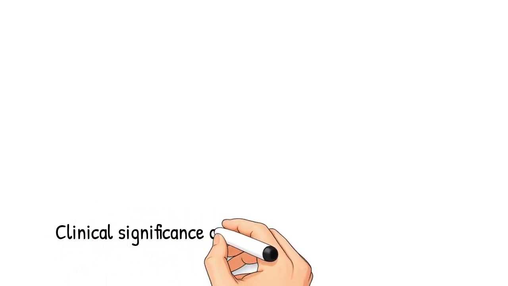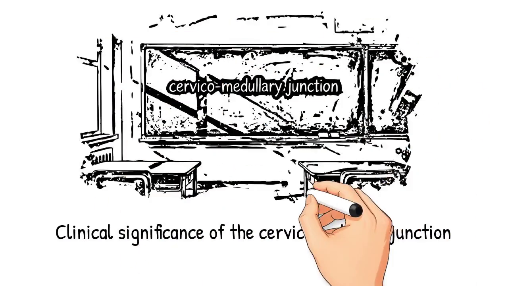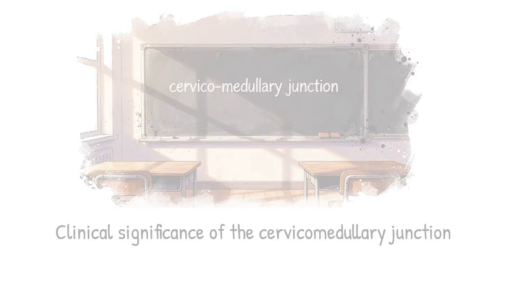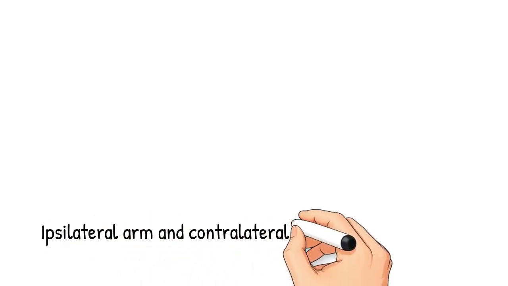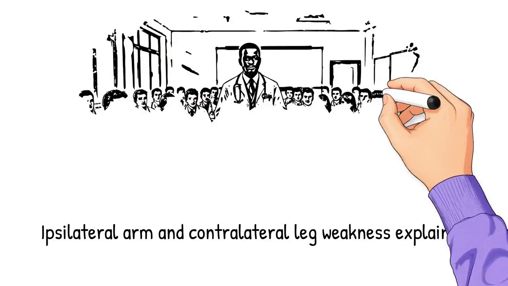This location is clinically meaningful because a lesion occurring exactly at the cervicomedullary junction, such as a tumor, vascular malformation, or severe cervical fracture at this level, can produce highly unusual motor deficits. For example, arm fibers that have already crossed at this point may be affected ipsilaterally, while leg fibers that have not yet crossed may be affected contralaterally. The result can be ipsilateral arm weakness combined with contralateral leg weakness, a pattern almost impossible to produce anywhere else in the nervous system.